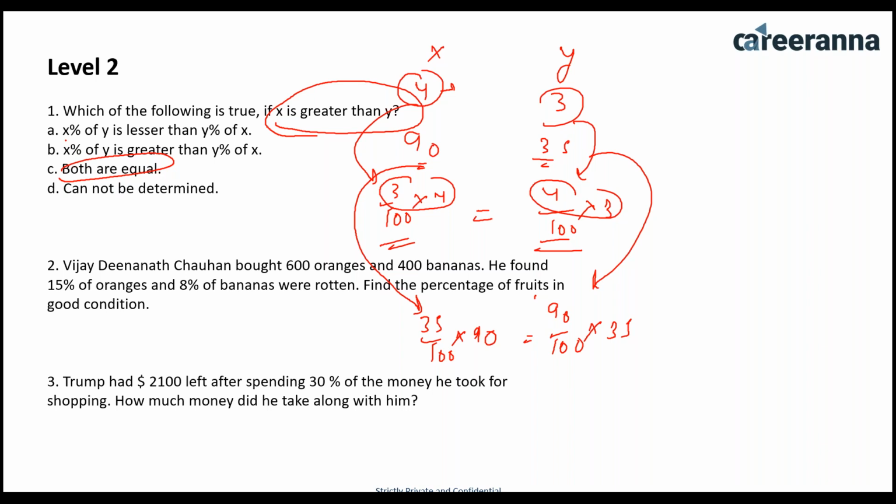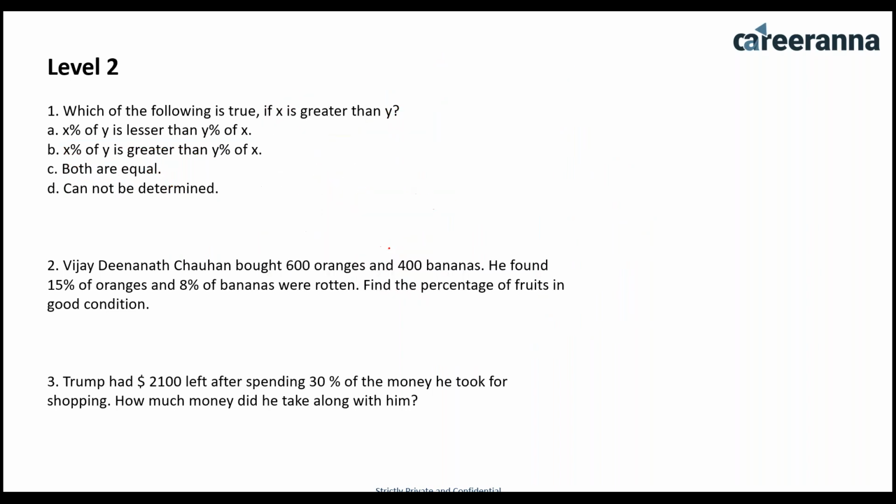Yes, if this is the question, x percent of y is greater than, so you have to find out x percent of y and y percent of x. So let me explain this to you again. What is x percent of y? Can I write x percent of y like this? Yes, no? Now y percent of x, can I write this? So this is xy by 100 and yx by 100, both of them are equal, isn't it? Both of these values are equal. So the answer for this question is option C.